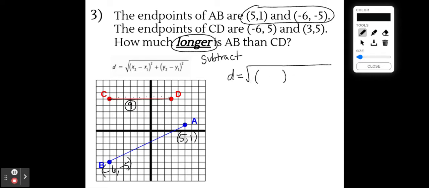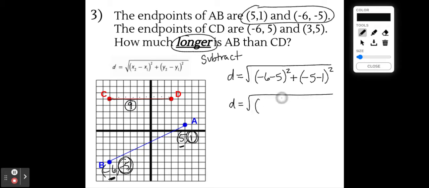So I'm going to go over to my picture, and I got -6, subtract 5. I did left to right, squared, plus. Okay, and now I want to subtract the y's. So I got -5, subtract 1. All right. So in parentheses here, -6 minus 5 is -11. And then I have -5 minus 1 is -6.